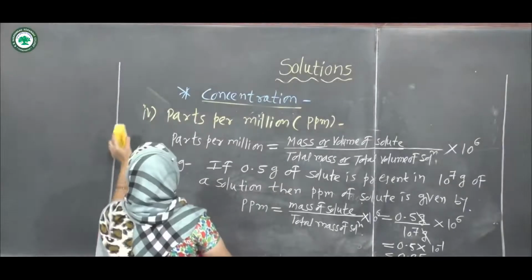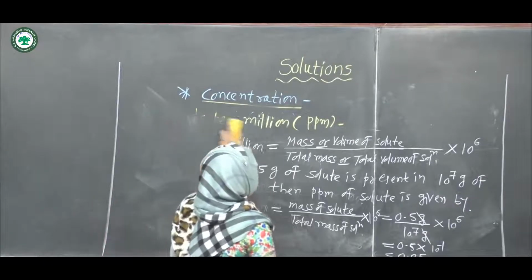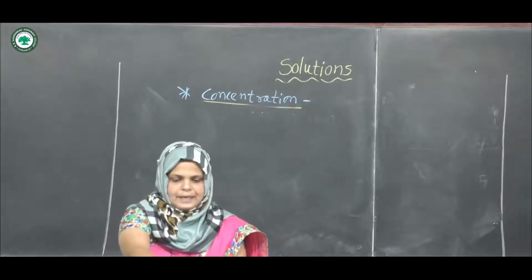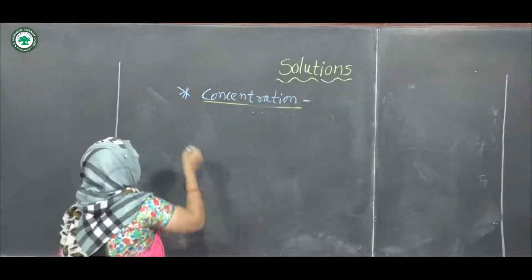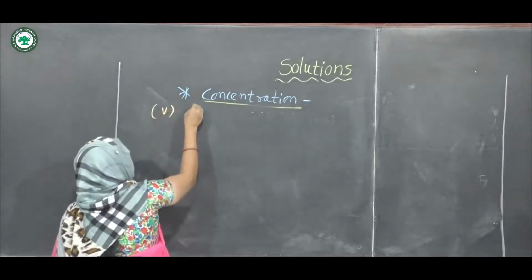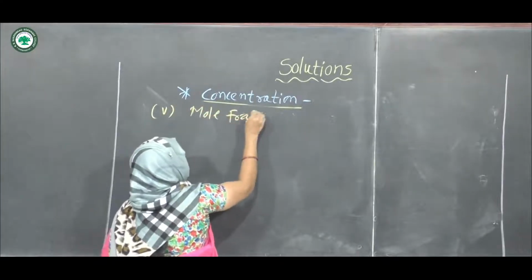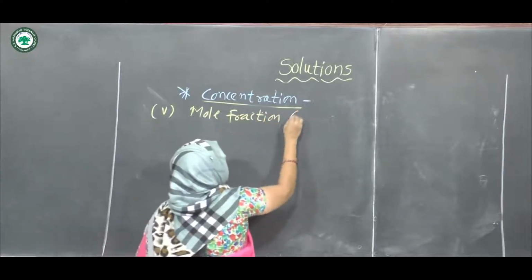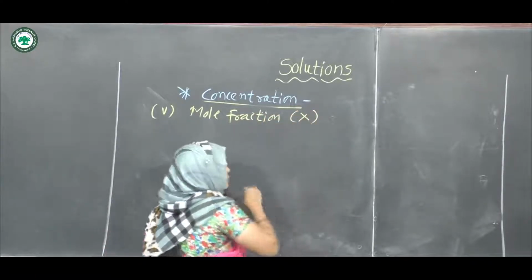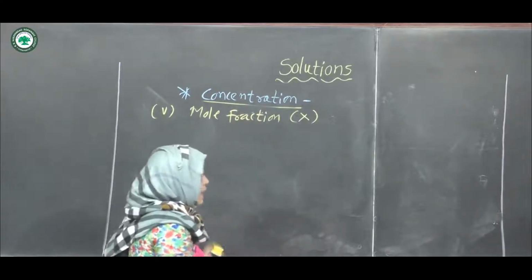The next, fifth type in which concentration is expressed is the mole fraction, which is denoted by X. What is the formula of mole fraction?